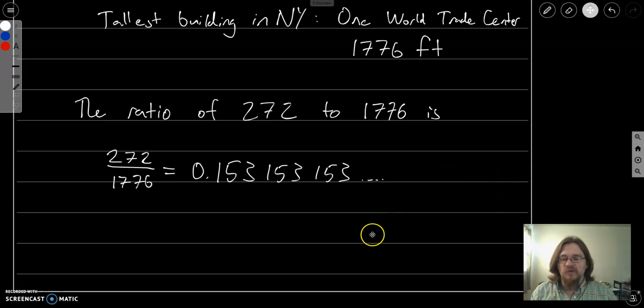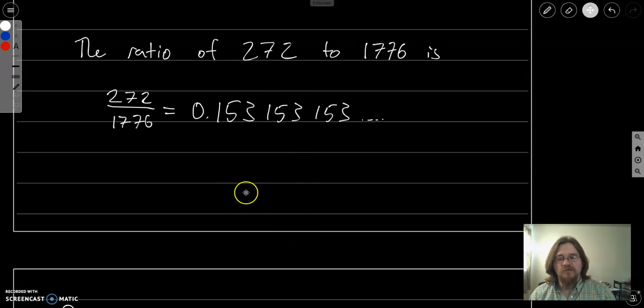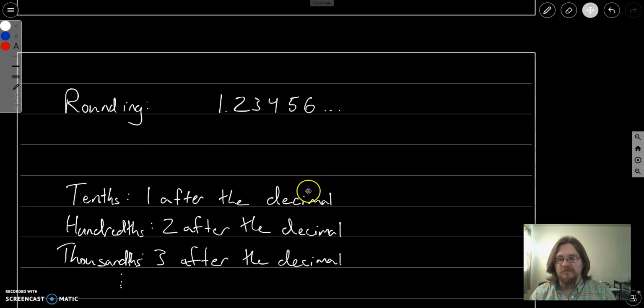When we round something, the reason we do so is because our numbers are so long that it's hard to see everything at once, and we only want the important information. So let's see how we would round some values.